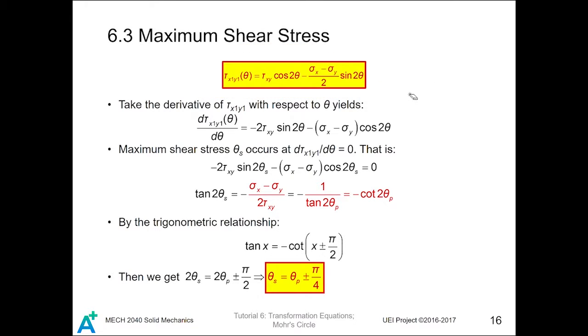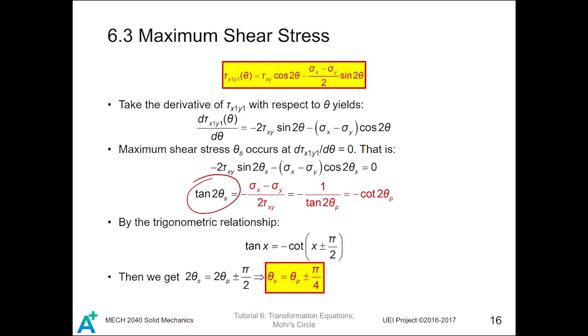Then we take the derivative of it with respect to theta, just like what we did for the direct stress. Then you will get d tau / d theta equals minus 2 tau xy sine 2 theta minus (sigma x minus sigma y) cosine 2 theta. And we solve it when the derivative equals 0. Then we have tangent 2 theta s equals minus cotangent 2 theta p.